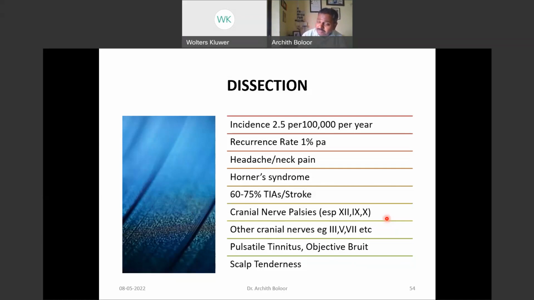Commonly present with neck pain and Horner syndrome. So if a patient comes with a unilateral neck pain with a unilateral painful Horner's, that's where you're supposed to diagnose a carotid dissection. And almost 70% of them will develop stroke eventually with multiple cranial nerve palsies based on the location where it is. And the patient may have pulsatile tinnitus. You might be able to get a bruit on the skull, and sometimes you may have scalp tenderness there.